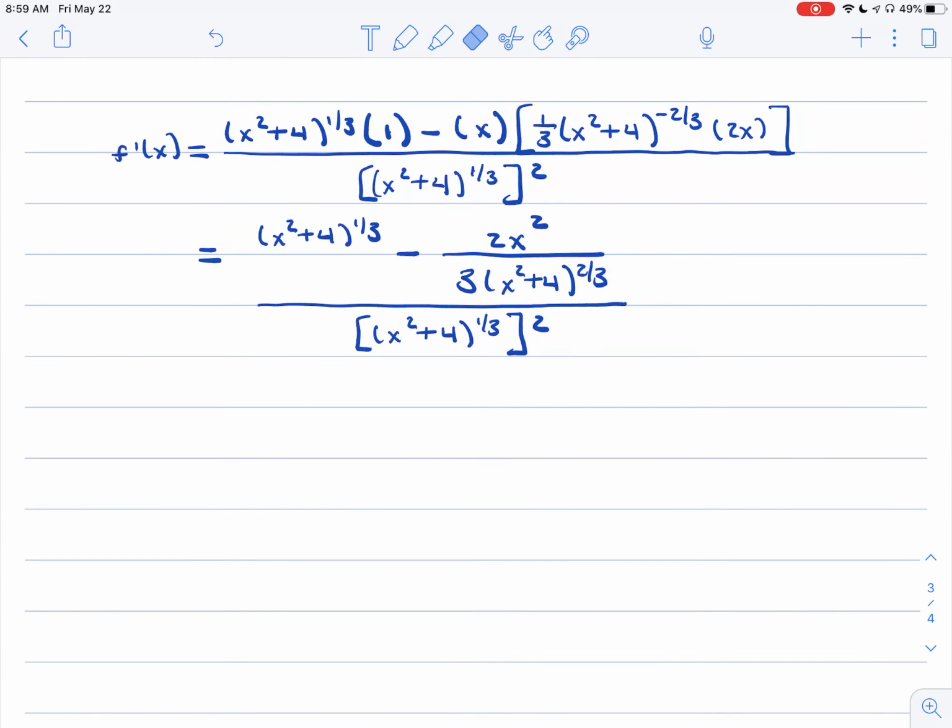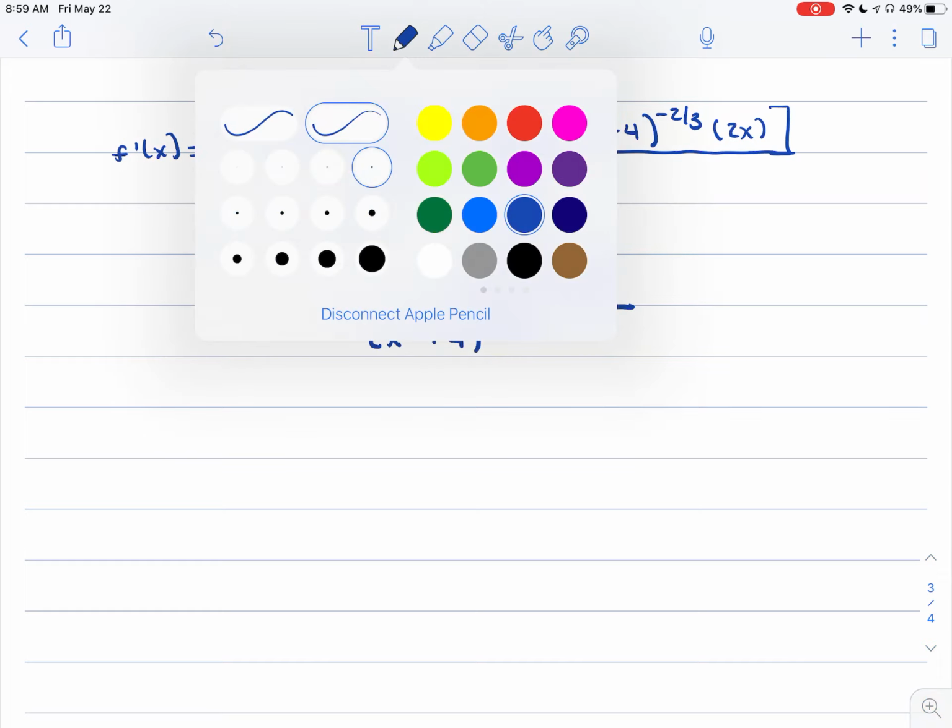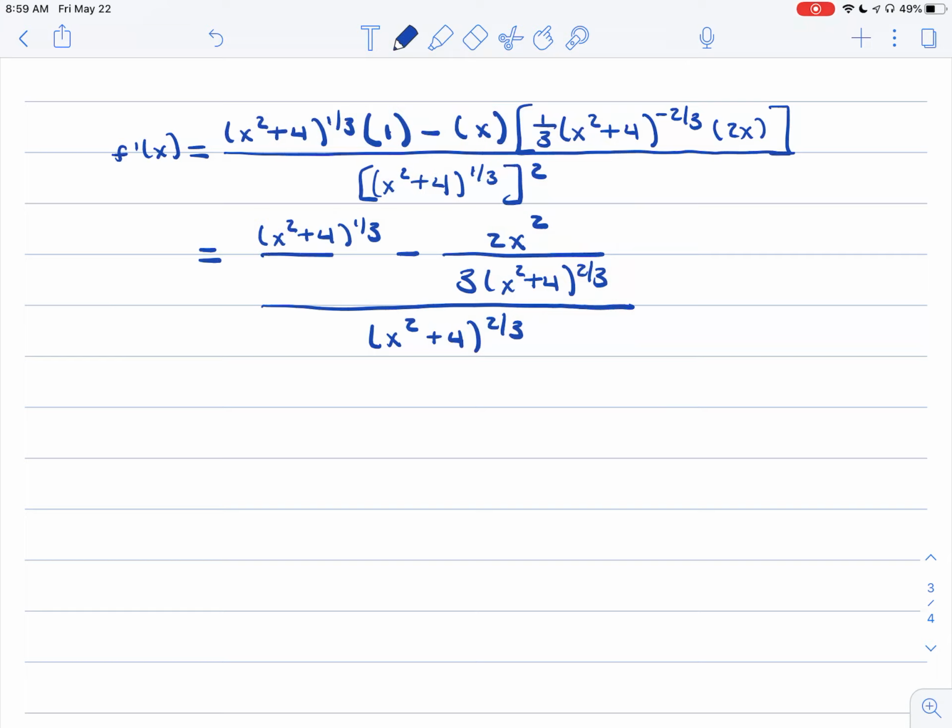I'm actually going to go ahead and rewrite that denominator and simplify it in this step as well. An exponent raised to an exponent, you just multiply. So I'm going to rewrite that as x squared plus 4 to the 2/3, just to clean it up a little bit.